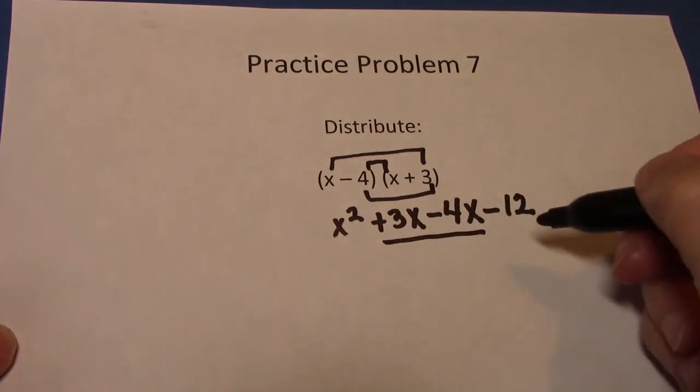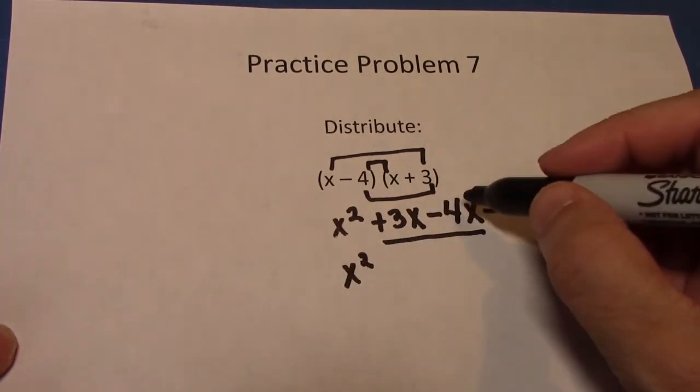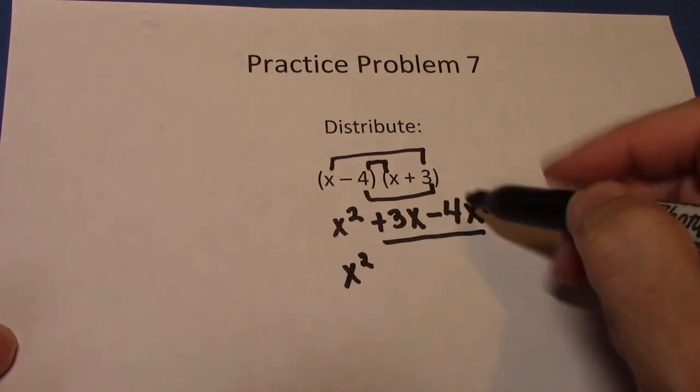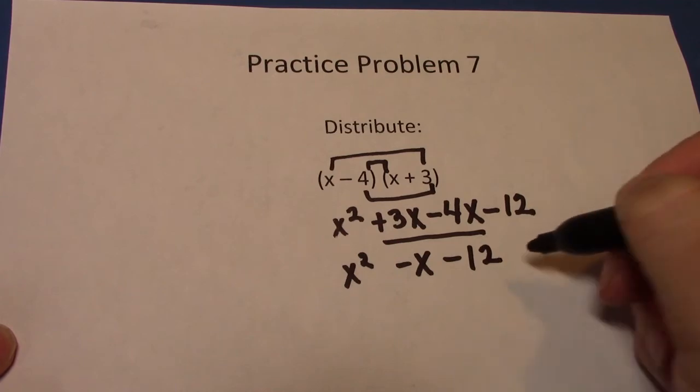These are some like terms that need to be combined. So x squared comes down, plus 3 minus 4, that's going to be just minus 1x, and minus 12.